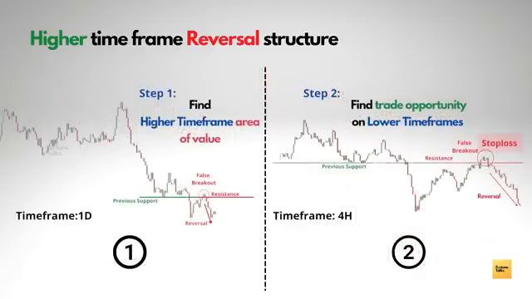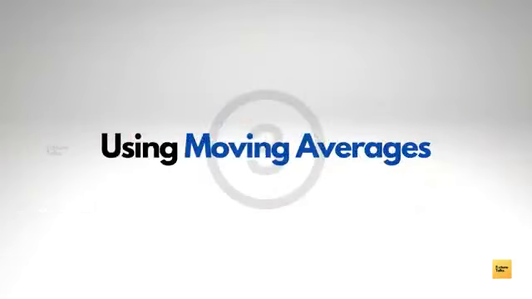So what exactly are we looking at? In case of this strategy, you have to look for a higher time frame area of value, like a support or a resistance, where the prices can eventually reverse, and you can then take a trade entry on a lower time frame with the help of a reversal candlestick for confirmation. In this case, there was a false breakout and you can leverage the highs of this false breakout to place your stop loss. Now the third strategy we will be discussing is using moving averages.